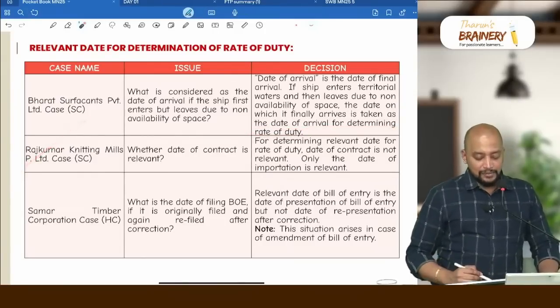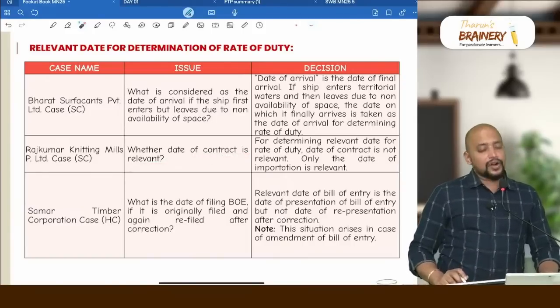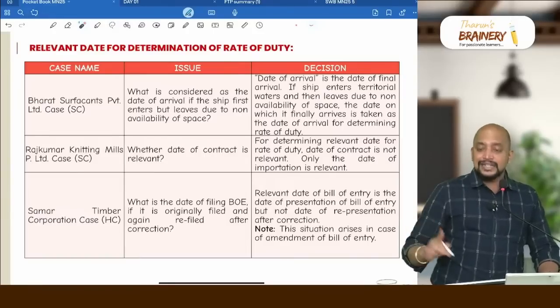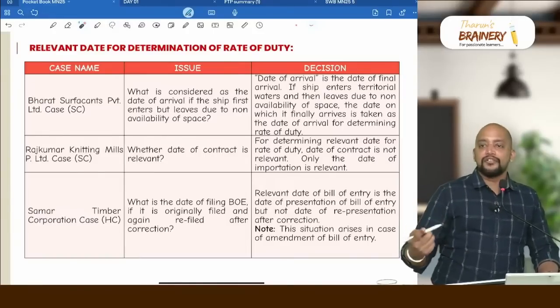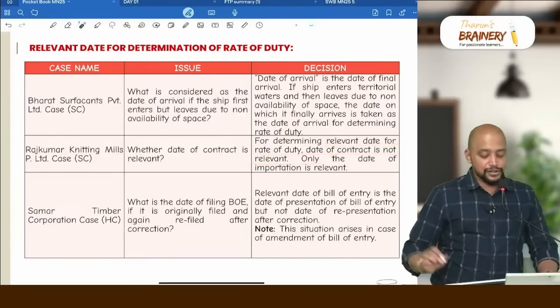Then Rajkumar Knitting Mills case. So whether the date of contract is relevant. The date of contract is not at all relevant for determining the rate of duty. It is always the date of importation, the date of bill of entry, that is only relevant. For determining the relevant date for rate of duty, the date of contract is not relevant.